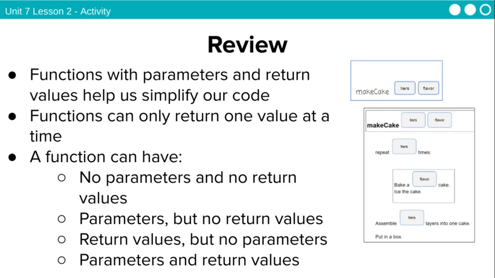Let's review that lesson. We had a function called makeCake, and it had two parameters, tiers and flavor, and this helped simplify our code. In our example from yesterday, when we made a cake, we had tiers and flavor. We repeated the tiers value multiple times, and we gave a value to flavor, which was lemon or strawberry or chocolate, and then we assembled the layers, however many we had, into a cake and put it into a box. And this whole feature was a function.